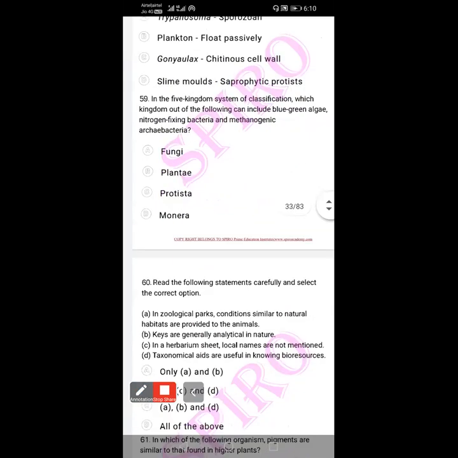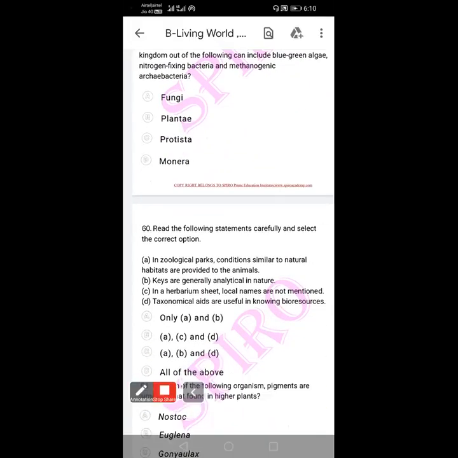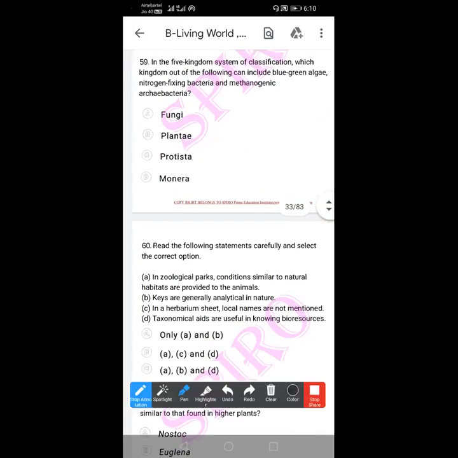So proceeding to question number 59. In the five kingdom classification, which kingdom out of the following can include blue-green algae, nitrogen fixing bacteria and methanogenic archaebacteria? It is not fungi, it is not plantae, it is not protista. Blue-green algae is nothing but cyanobacteria, and nitrogen fixing bacteria too. All these unicellular prokaryotic organisms come under the kingdom Monera. So the correct option is Monera.